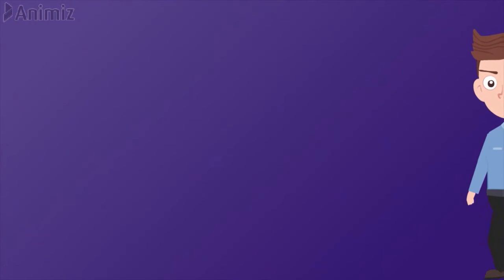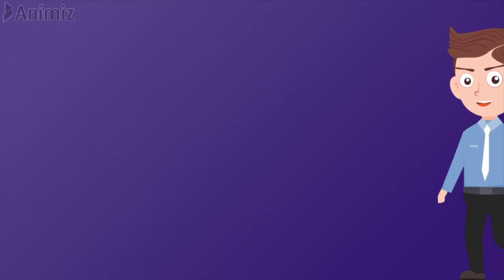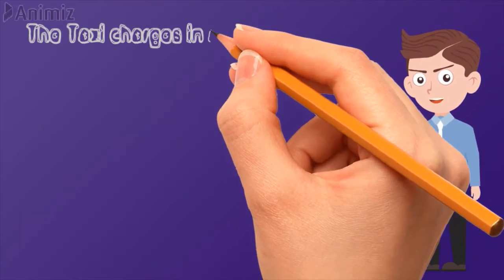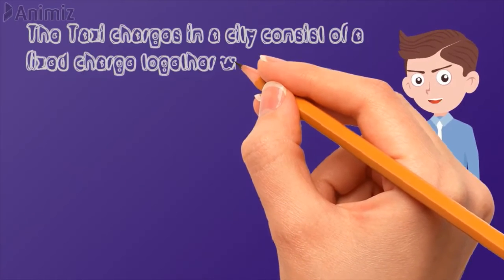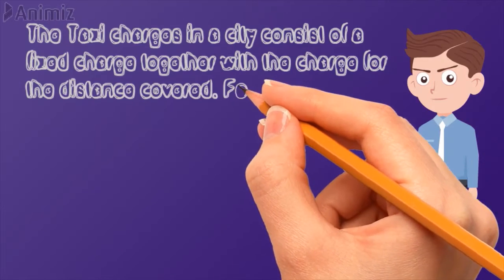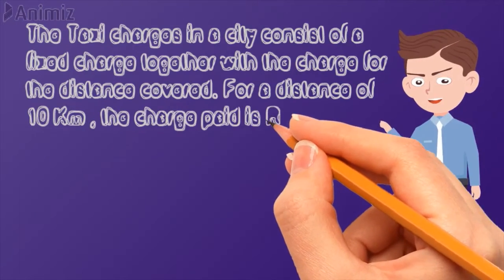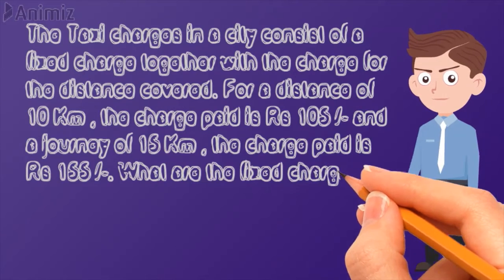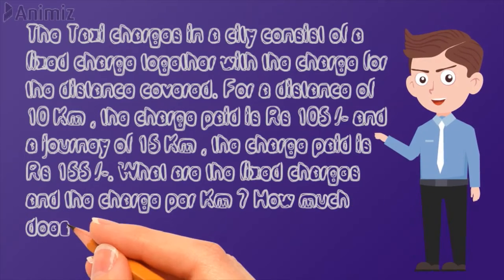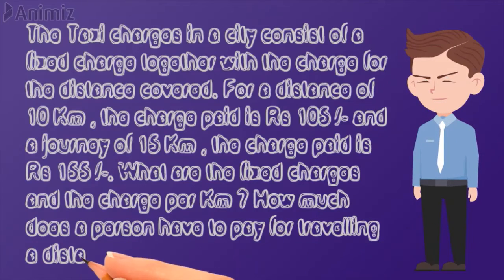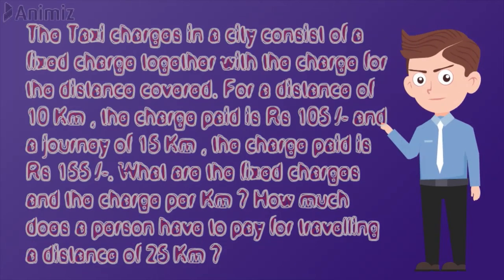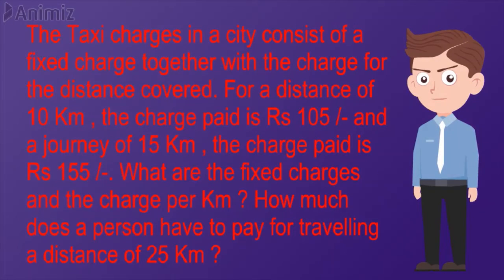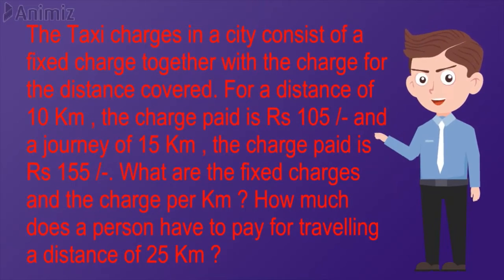Now let us look into the fourth part in question number 3 itself. I'll just read out the question. The taxi charge in a city consists of a fixed charge together with the charge for the distance covered. For a distance of 10 km, the charge paid is rupees 105, and for a journey of 15 km, the charge paid is rupees 155. What are the fixed charges and the charges per kilometer? How much does a person have to pay for traveling a distance of 25 km?